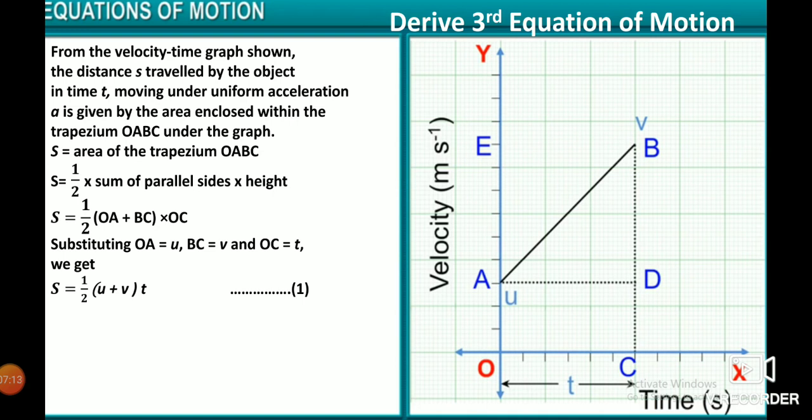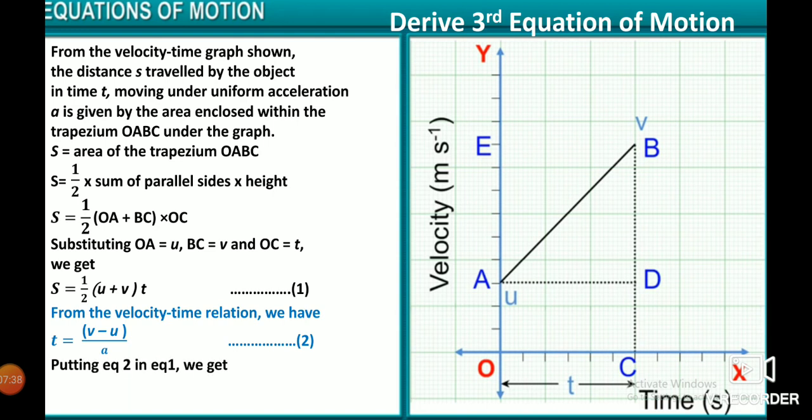Now do you remember what the third equation of motion was? The third equation of motion was 2as equals v square minus u square. Now in that there is no use of t. So what do we do? We substitute the value of t from the first equation of motion. So from the velocity-time relation, that means the first equation of motion, we have t equals v minus u upon a. This we have just rearranged from the first equation of motion.